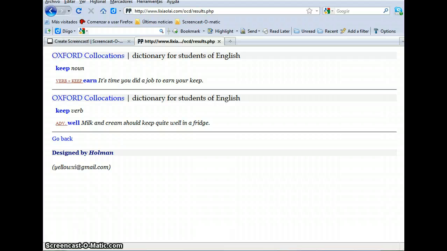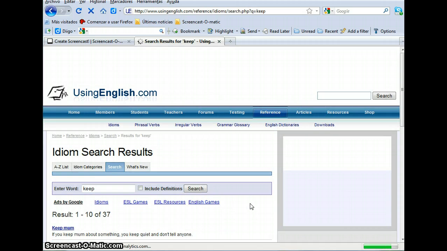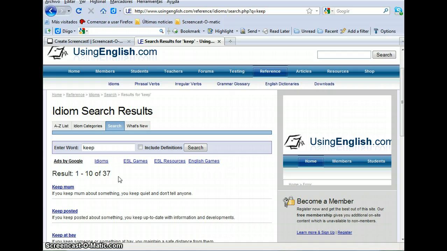All right, so we'll go on to the third one on our list, which is on idioms. Okay, this is the third reference on our list. This is a site for English idioms and idiomatic expressions. We're going to put in keep here and see what we come up with. All right. So you're going to see several different ones here. All of these idioms use keep. Now we have 37 results, which is quite a few.